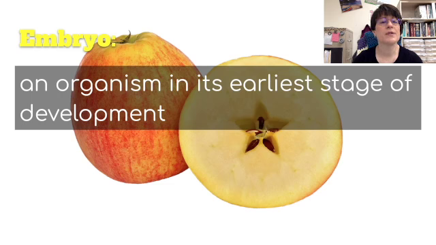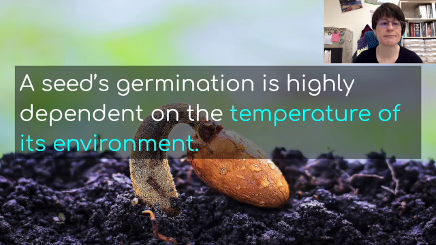An embryo is an organism in its earliest stage of development. So these seeds were once embryos. Now they wouldn't be categorized so much as embryos now, perhaps, but in their earliest stage, when it's that first cell, it's a zygote, and then it becomes an embryo, and they are inside these seeds waiting to mature and then be distributed. A seed's germination is highly dependent on the temperature of its environment.